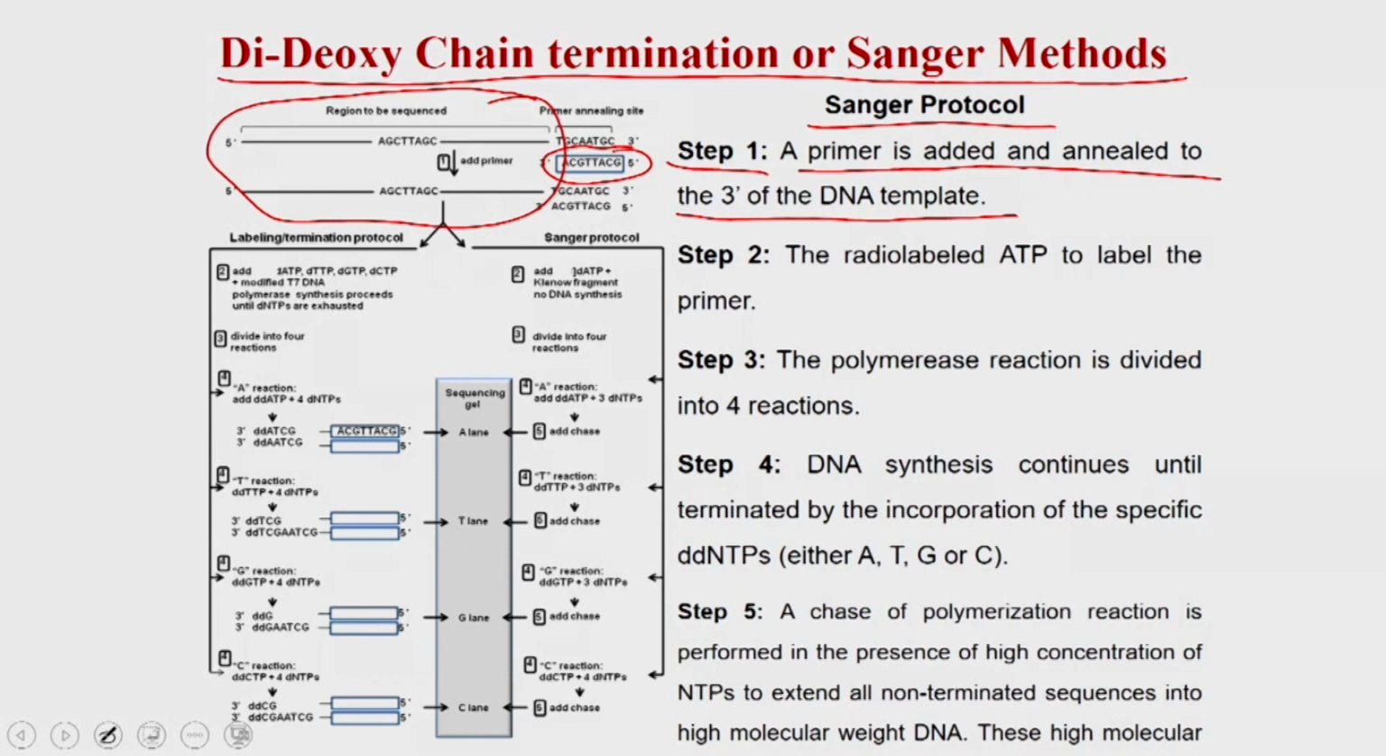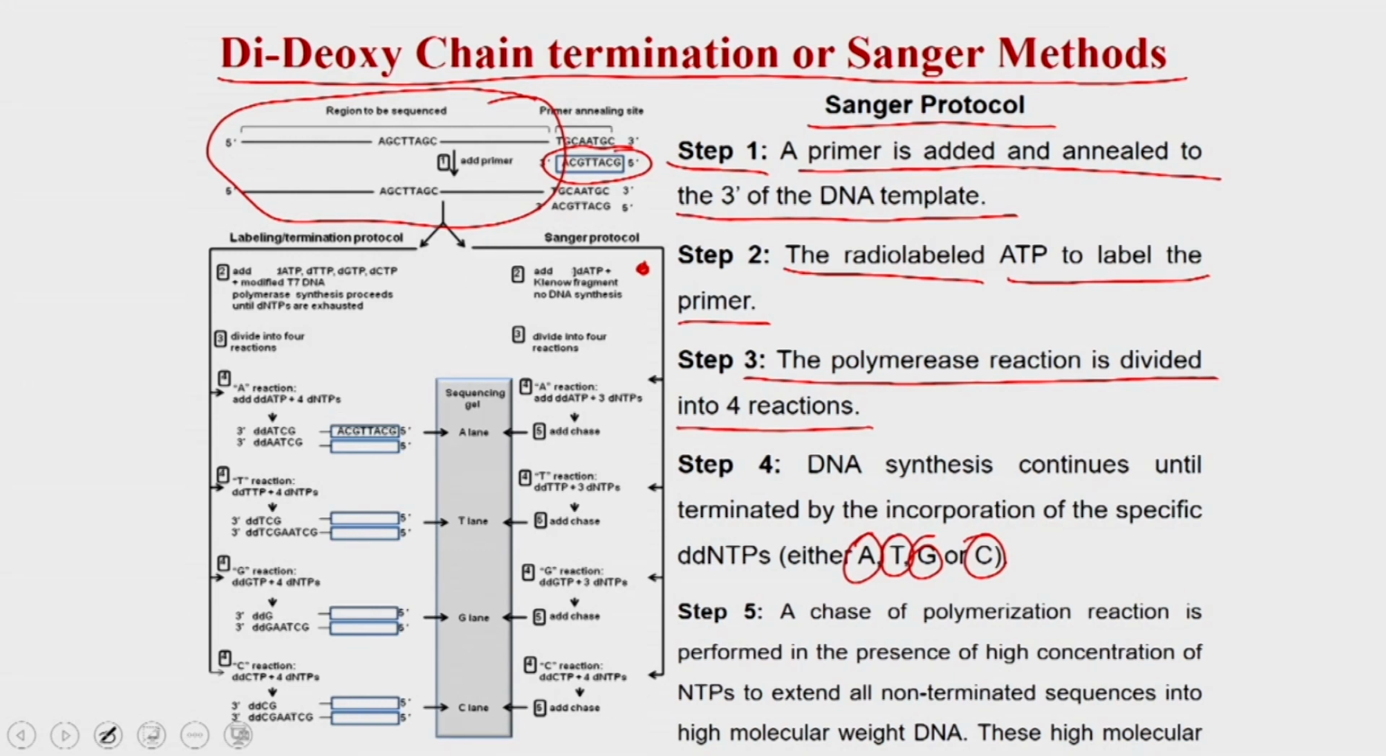Then in the second step, you use radio labeled ATP to label the primers, which means you are actually tagging the primer with a particular type of radioactivity. Now, after this, in step 3, you take this particular reaction and divide it into 4 aliquots or 4 reactions, and in all the 4 reactions you are going to add either adenine or thymine, guanine or cytosine.